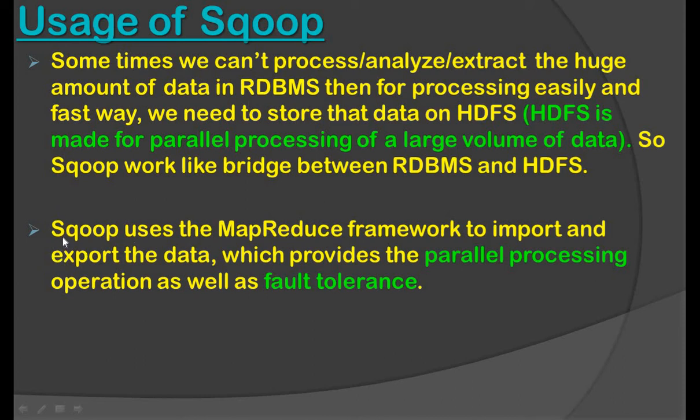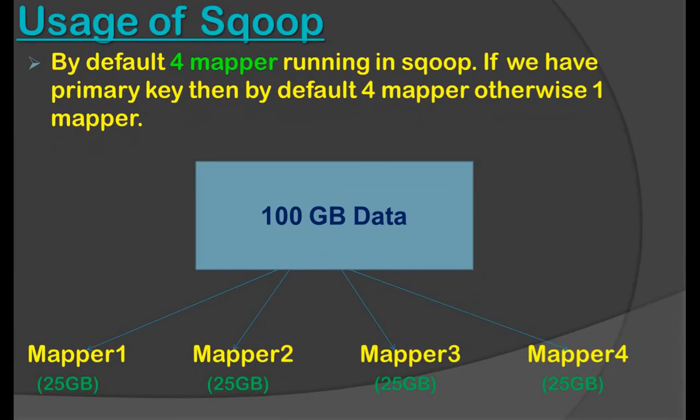Next in usage, Sqoop uses the MapReduce framework to import and export data. Internally, Sqoop uses the MapReduce framework for importing and exporting the data. And MapReduce provides parallel processing as well as fault tolerance. So in this way we see the usage of Sqoop.